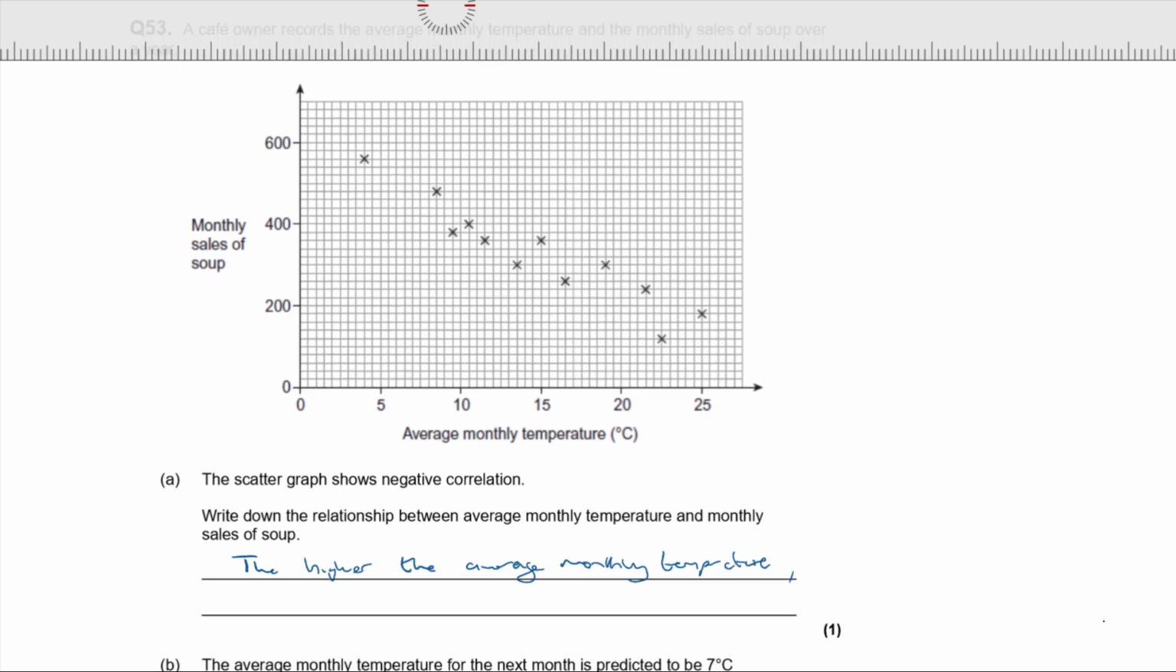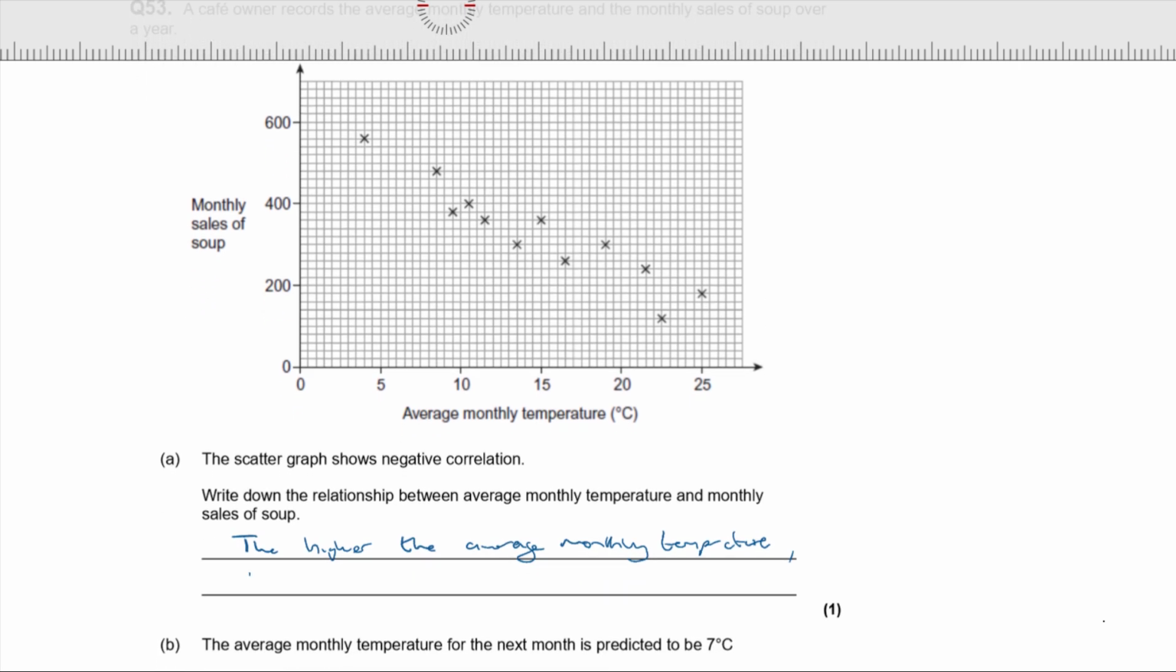So the higher the average monthly temperature, then the less sales of soup. Okay, so as one goes up, the other goes down. So as long as you've written something like that in there, you're going to get the mark.